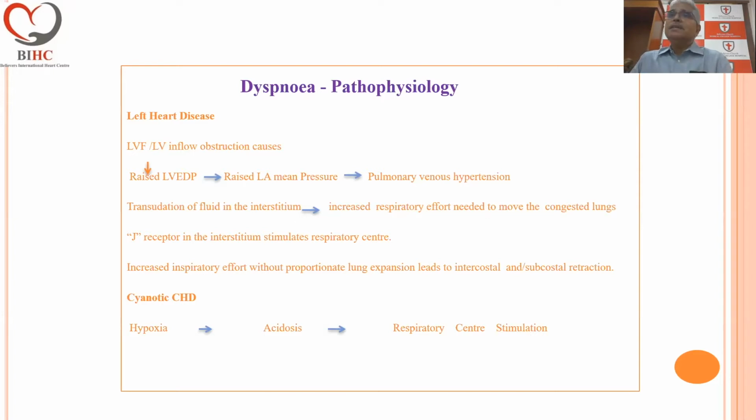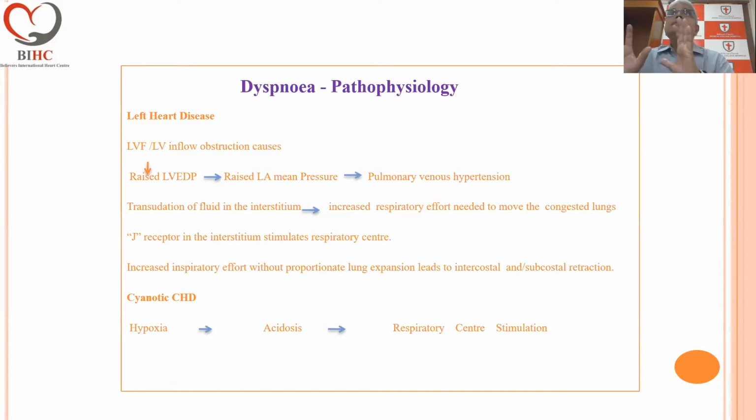Remember, there are J receptors in the interstitium, and they get stimulated when there is fluid in the interstitium, and this J receptor stimulation brings respiratory center stimulation, and hence the tachypnea component of dyspnea sets in. And when the baby or the older child is doing an increased respiratory effort without proportionate lung expansion, there is intercostal and subcostal retraction. Inspiratory effort is more, but there is no proportionate expansion of the lung. This is the reason why intercostal and subcostal retraction occurs in pulmonary edema.